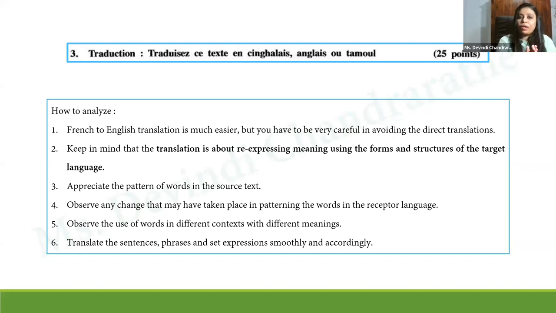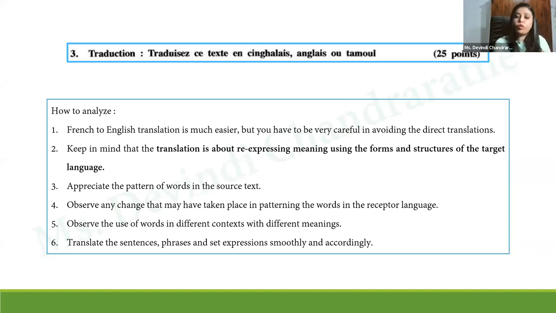So the translation has to be a correct one, a grammatically correct one and also a coherent one. Coherent means meaningful. Right, so make sure that you don't follow the direct translation method. I have 25 years; I am 25 years old. It is not a direct translation.